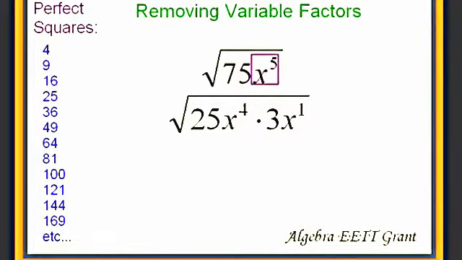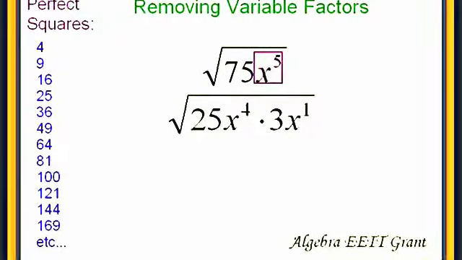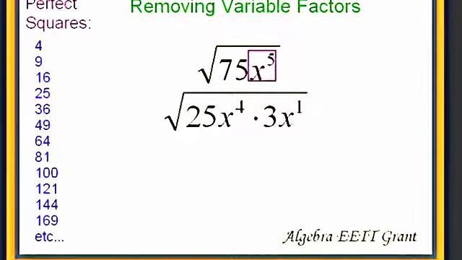Remember, if you have the same base, you can add exponents, so 4 plus 1 is 5. We are not changing the value, we are just changing what the value looks like. Now, why would we do this? Now that 25x to the 4th, I can do something with. That 3x to the 1st is more or less my leftovers, because you cannot take the square root of 3, and you also cannot take a square root of an odd exponent.